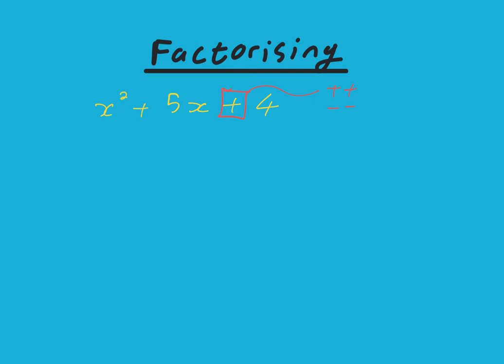So let's list the factor pairs of 4. For starters, we have 2 and 2, and if we add 2 plus 2, we get 4. That's not going to help us because we're actually trying to get this positive 5. So let's look for another pair of factors. We can use 4 and 1, because 4 times 1 is 4. So 4 plus 1 gives us 5, and that's what we're looking for.